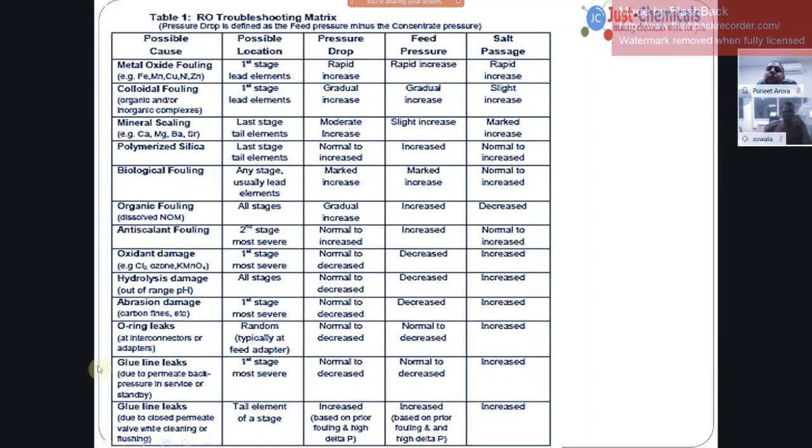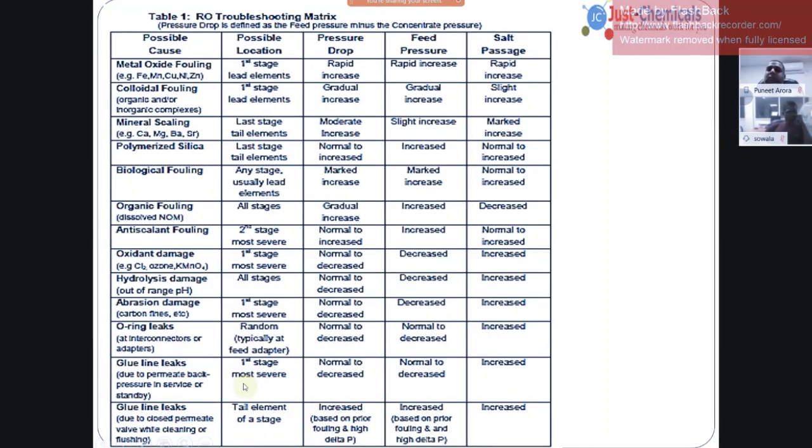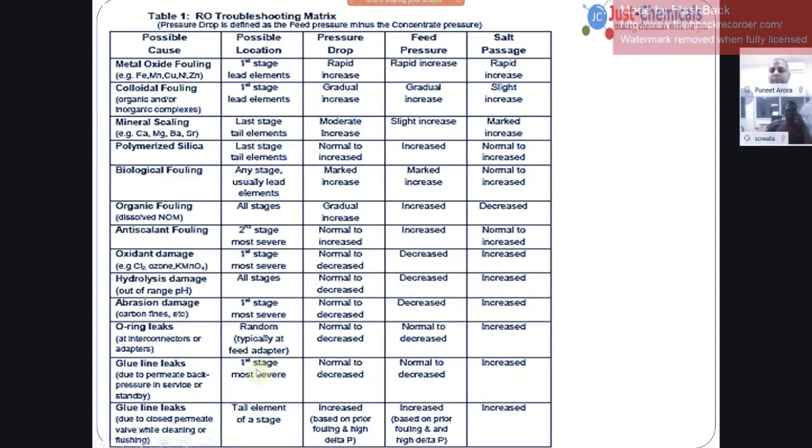So in both the cases, in O-ring leaks and in glue line leaks, you will have similar indication that pressure drop is normal to decreased, feed pressure is normal to decreased, and salt passage is increased. But the places it will happen will be different. O-ring leaks may be random and will be found through probe test, and glue line leaks will happen mostly in the first stage itself, because high pH will damage the first stage membranes first.